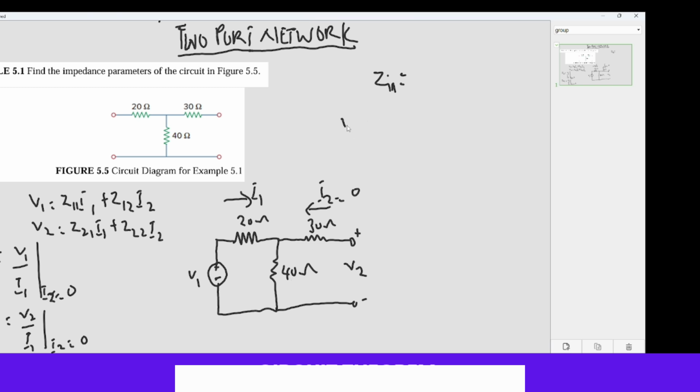So let me write my V1. My V1 is equal to my I1 multiplying the series sum of this resistance. So that is 20 plus 40. So my V1 is going to give me 60 I1, right? So my 60 I1, that is my V1.